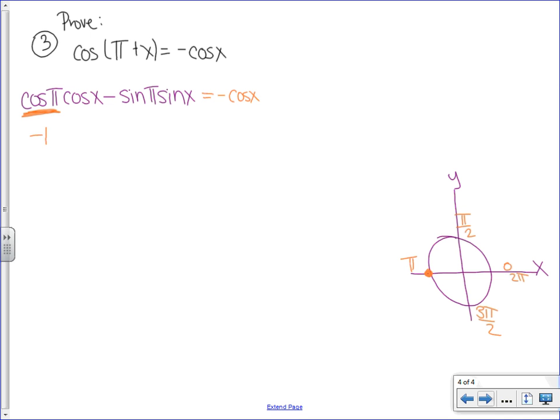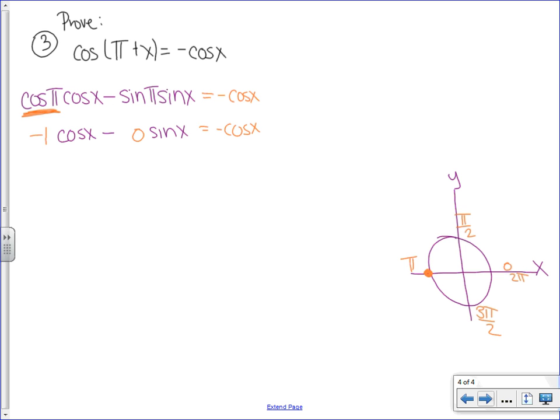The same thing is true for the sine of pi. If I'm over here at pi, what's my y coordinate? Because remember, sines are y's. Well, my y coordinate here is 0. Let's fill in all this other stuff. Still haven't even touched the right-hand side of this.